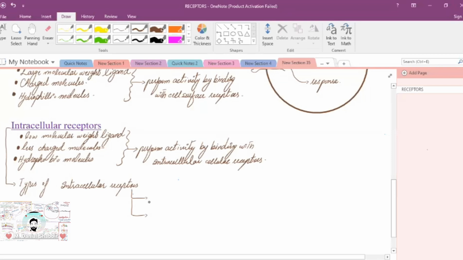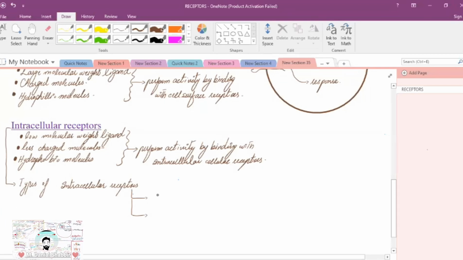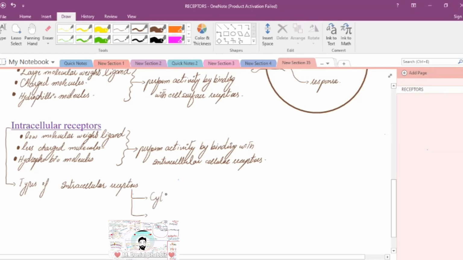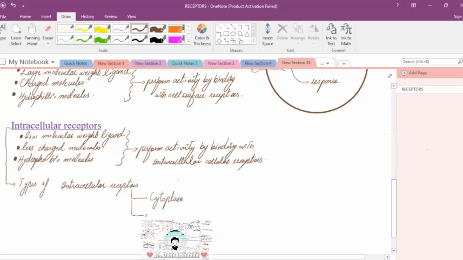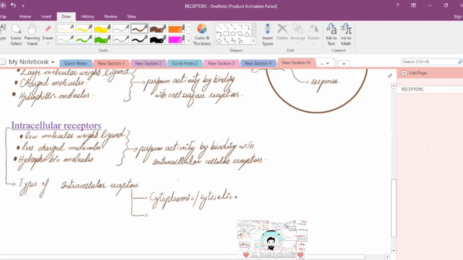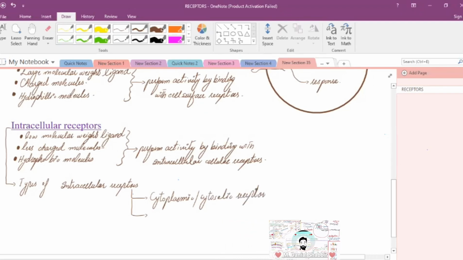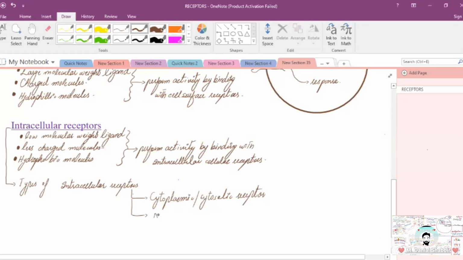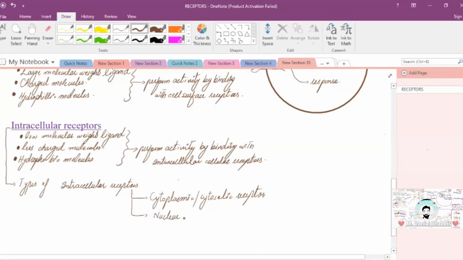Okay, the first one might be cytoplasmic receptor, or cytosolic, you people can say, cytoplasmic and cytosolic receptors. Definitely, I will give examples later on. I'm just giving you the base of the cell signaling or ligand receptor interaction, right? The next is nuclear receptors. Next is nuclear receptors.